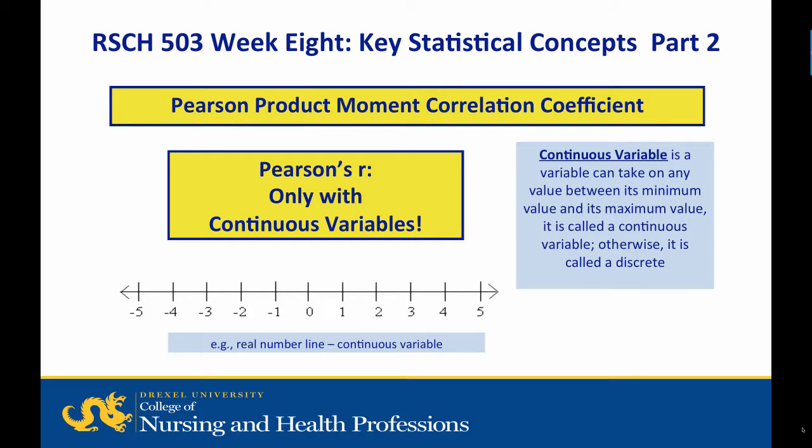It is important to reiterate the difference between a continuous variable and a discrete variable. A continuous variable is one that can take on an infinite value between its minimum value and its maximum value. A variable that cannot do this is termed a discrete variable. Pearson's R can only be computed between continuous variables.